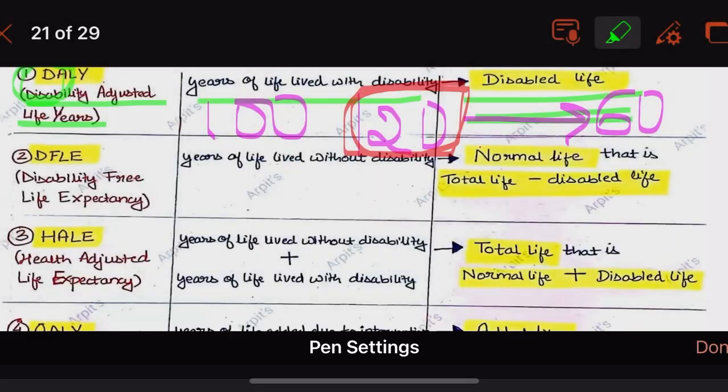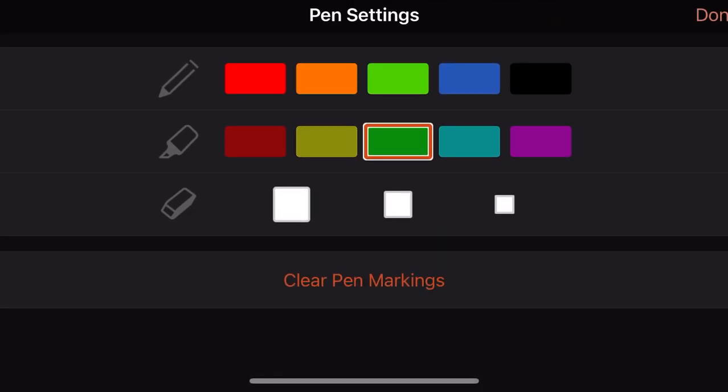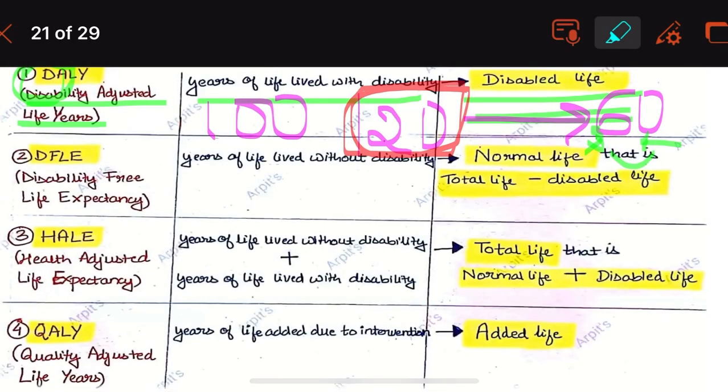So, happy treatment, okay, smile here. At the age of 60 he got the treatment done, and he expired at the age of 100. Now, let us see. Disability adjusted life years is the number of years the person had to live with the disability. That is how many years he was disabled. He was disabled for the period of 20 to 60 years. That is, for a period of 40 years he was disabled.